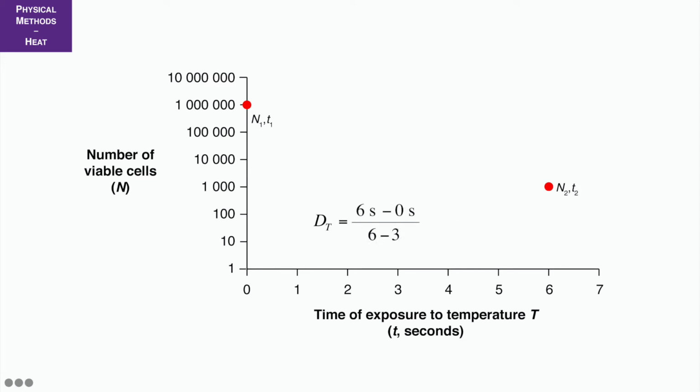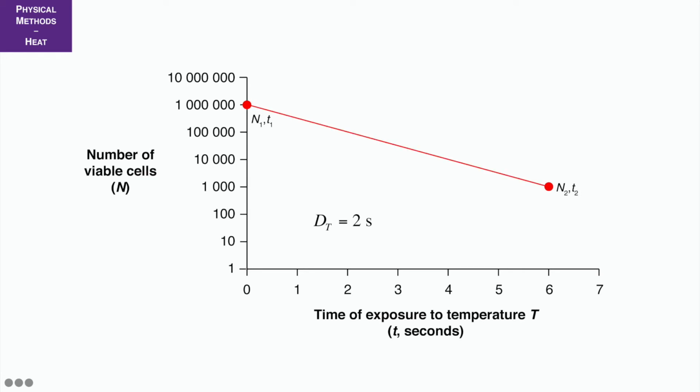By taking the base 10 logarithm of the viable cell numbers, we now get these values. We then simply do the subtractions to get the numerator and denominator. After dividing the numerator by the denominator, we get a decimal reduction time of 2 seconds.